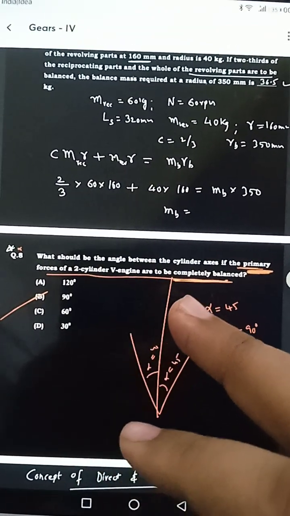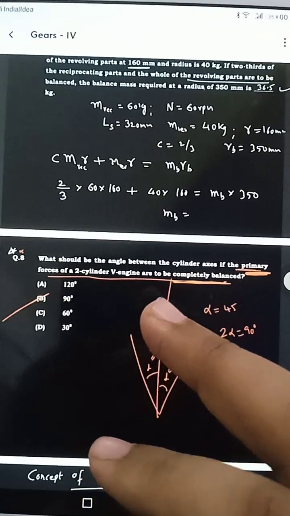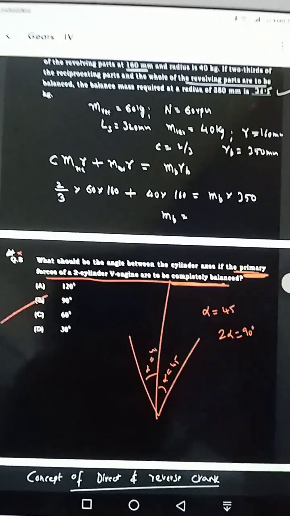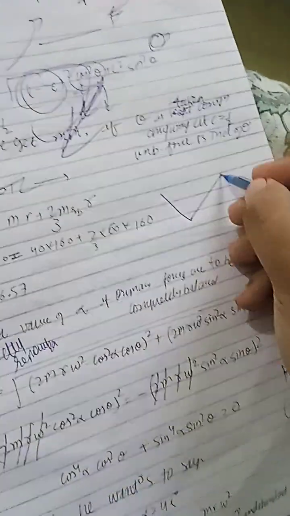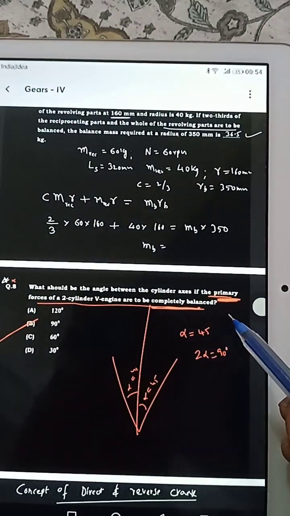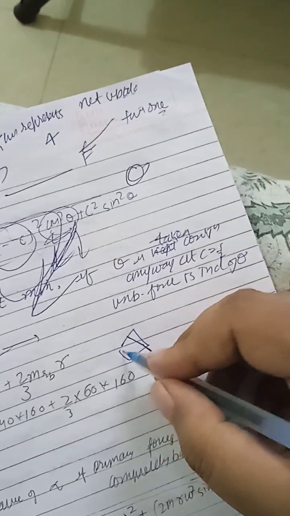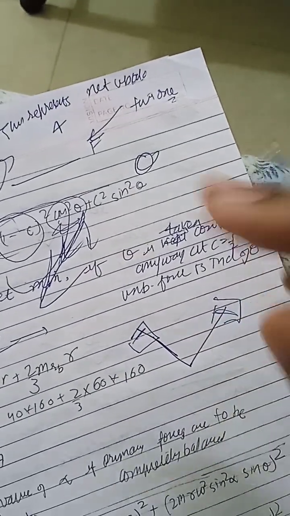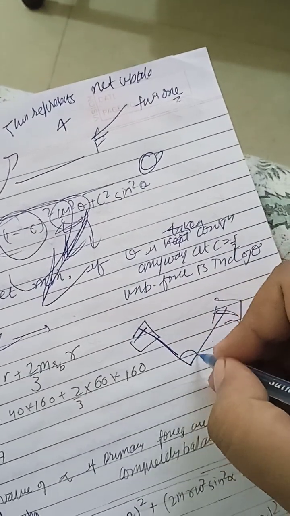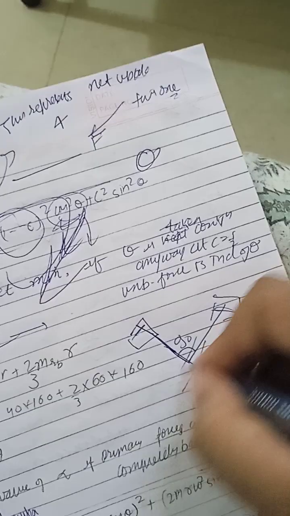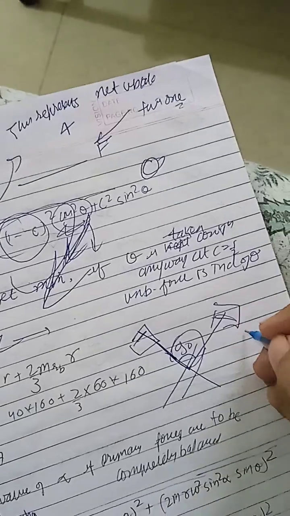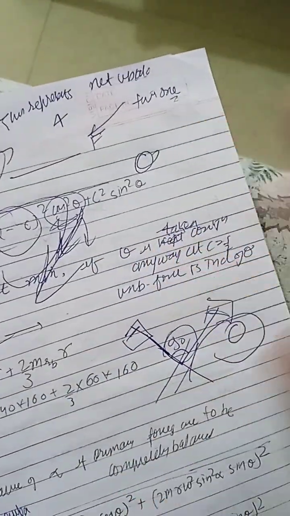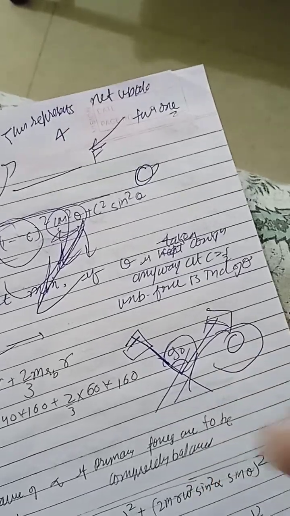What should be the angle between the cylinder axes if the primary force of a two cylinder V engine is to be completely balanced? What should be this angle? This is a two cylinder V engine, जिसके लिए पीके ने सारे फार्मूला derive किए हैं. If the angle between the axes is 90 degree, then the component of primary unbalanced force is 0. How we get this is none of our concern, but we can do it.